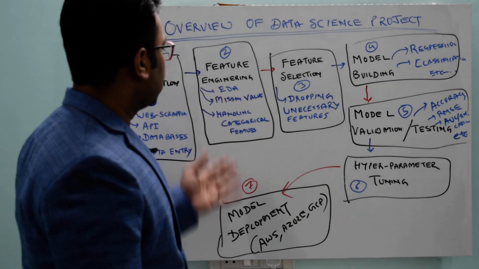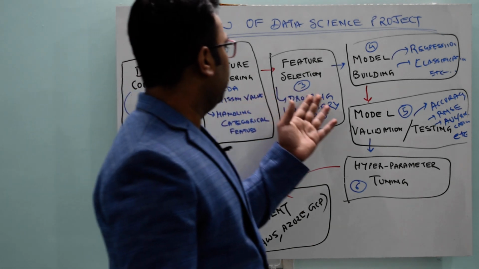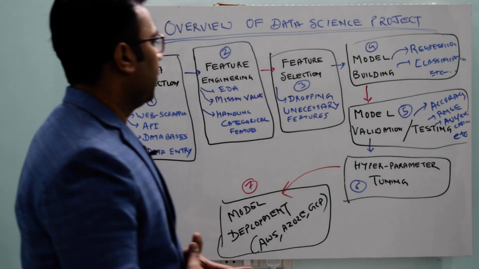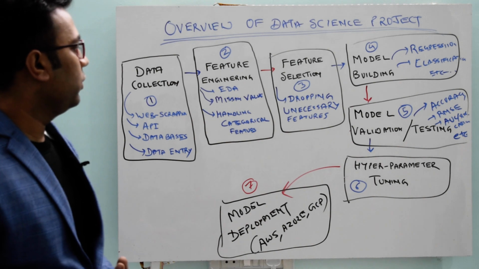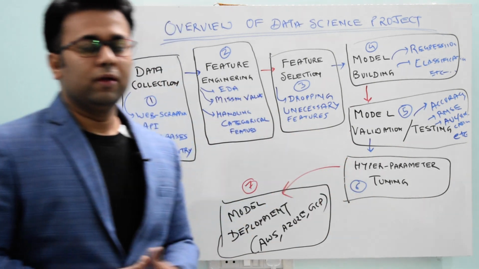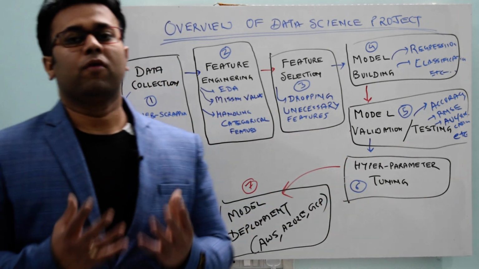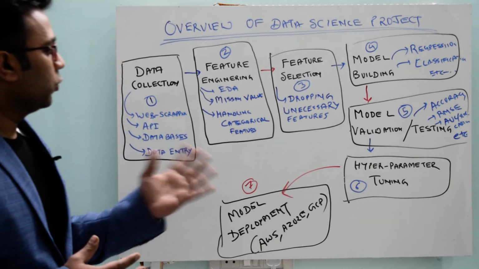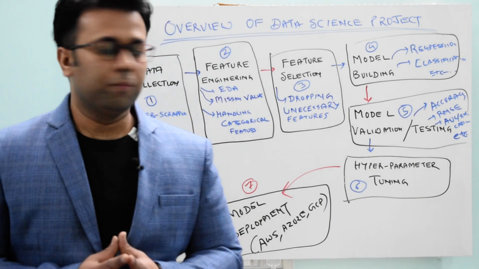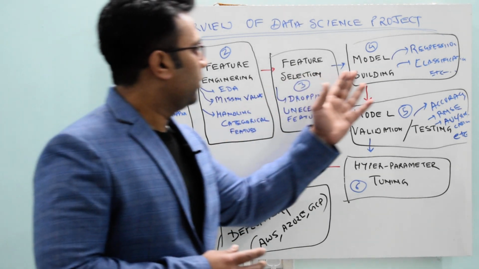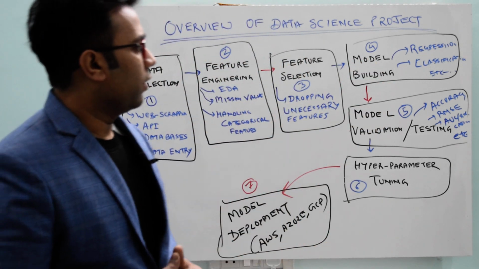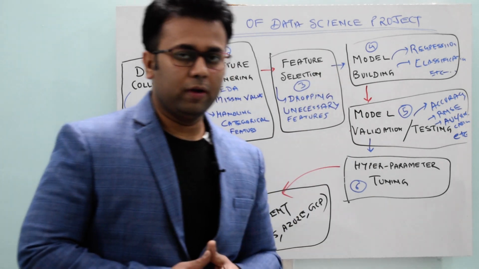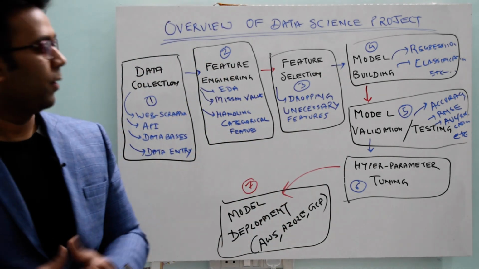After the feature engineering step is done, we move to the third step, which is feature selection. In feature selection, we select those features that are important to build our model, and we drop those features which are not important. Then in the fourth step, we do model building, whether it is a regression model, a classification model, etc.